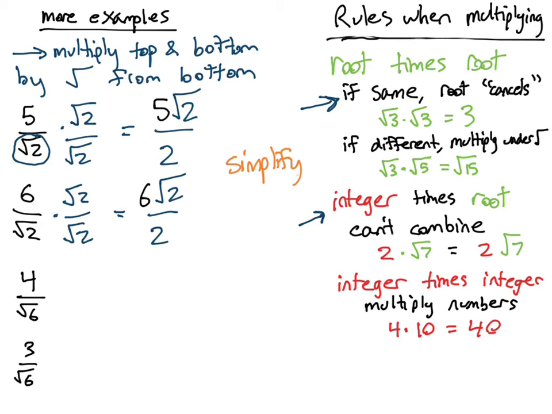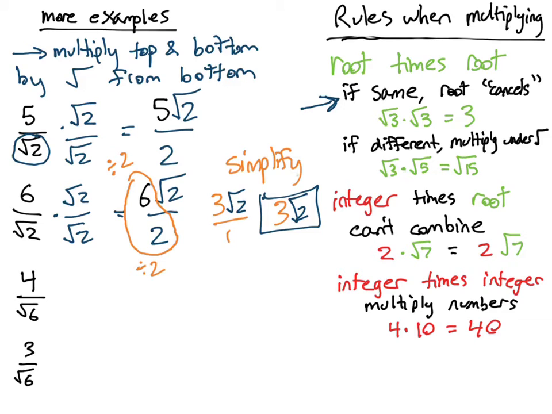If we ever notice there's a common factor in the numerator and denominator of a fraction, we should divide by that common factor. So I can divide the numerator and denominator here by 2 and rewrite this as 3 times the square root of 2 all over 1, or anything divided by 1 is itself, so we could just write this as 3 times the square root of 2.